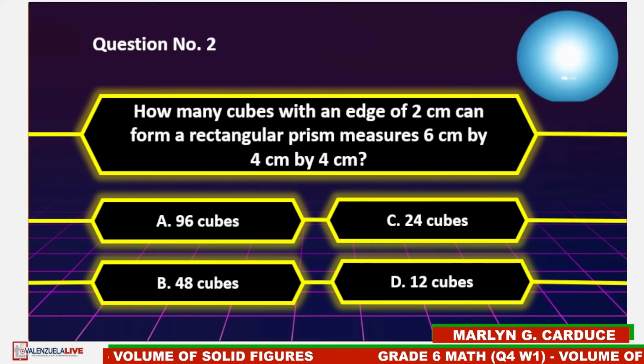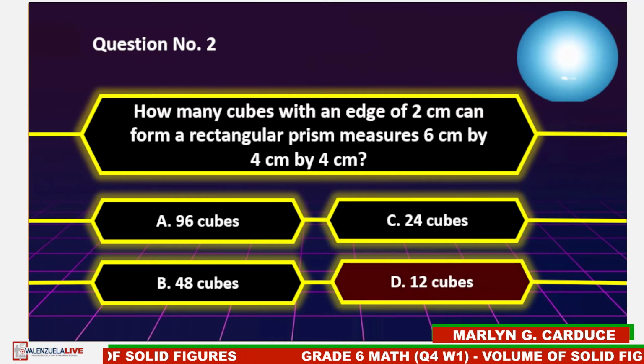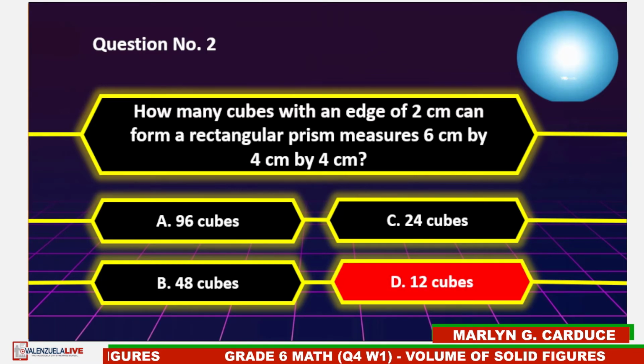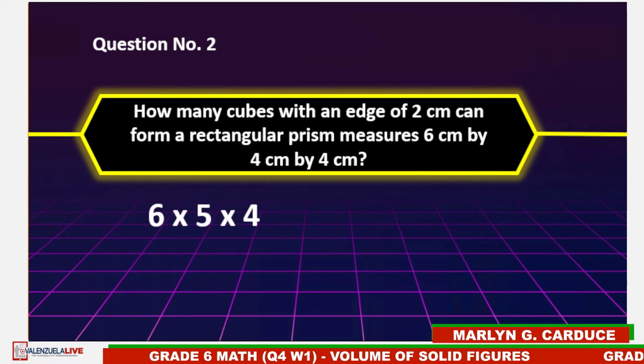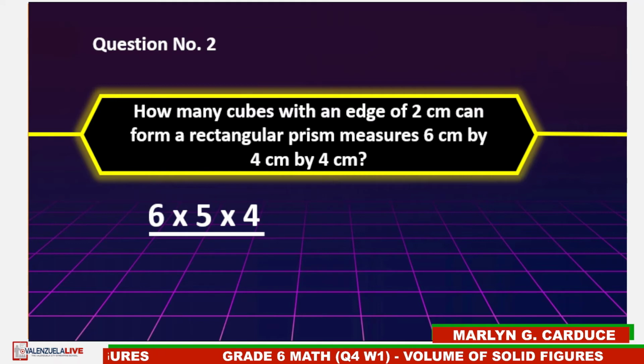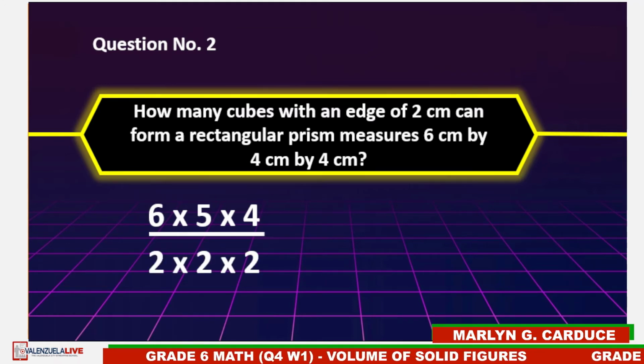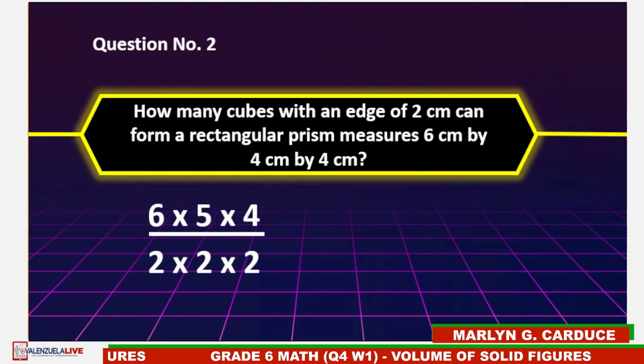Okay, time's up. The correct answer for question number 2 is letter B, 12 cubes. To solve for the number of cubes that can fit in a 6 centimeter by 4 centimeter by 4 centimeter rectangular prism, we divide the length, the width, and the height by the edge of the cube, 2 by 2 by 2.